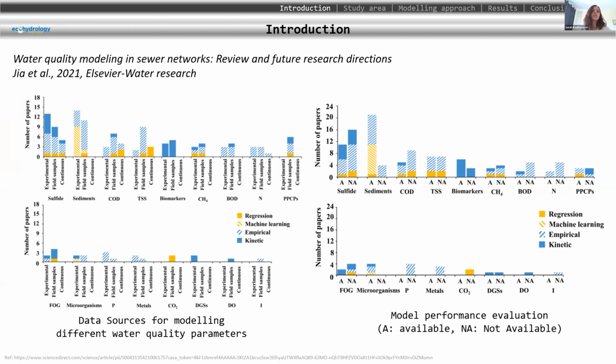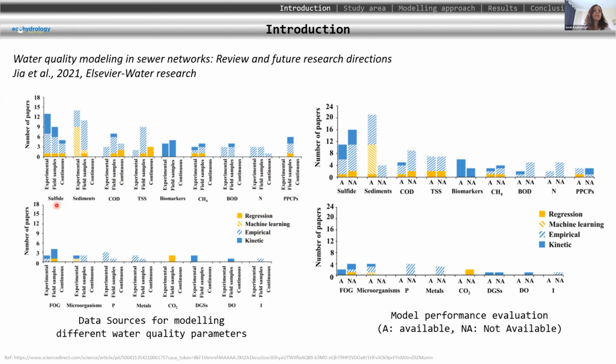Three pieces of information appealed to me. One is the extent of the different models that have been used in past literature, past studies. From regression to empirical and kinetic, we could see that the empirical model for different water quality species is most favorite.